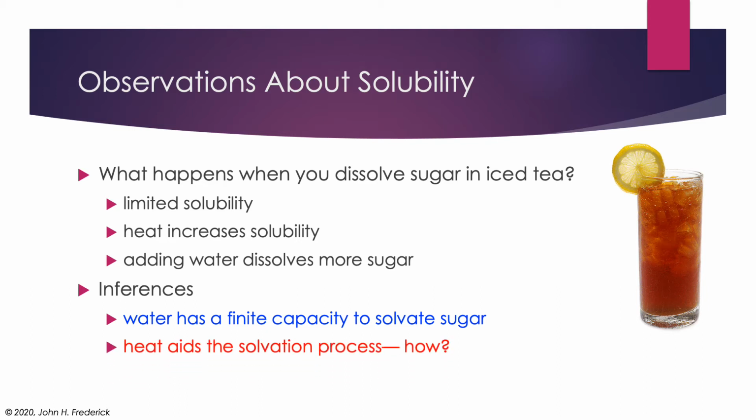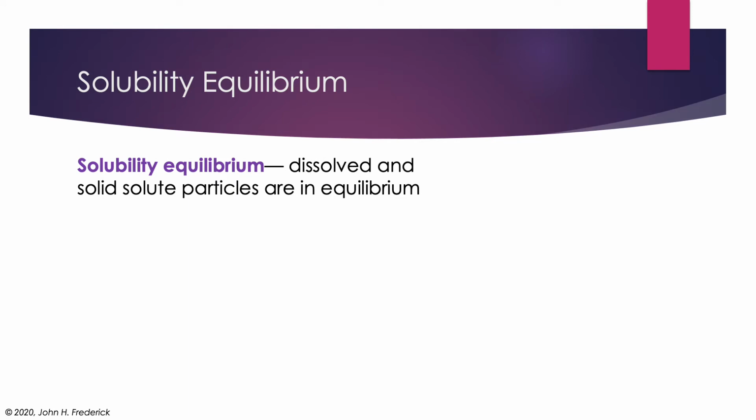We also see that heat aids the solvation process, and one of the things we know about heat is that it causes molecules to move faster. So we haven't described yet why that helps the solvation process, but it's something to tuck away so that as we think about this more deeply and learn about the microscopic picture, we might get some insight into this. So we're going to presume that there is a solubility equilibrium. And in a sense, that means that there has to be both dissolved solute particles and solute particles that are part of the solid that hasn't dissolved yet.